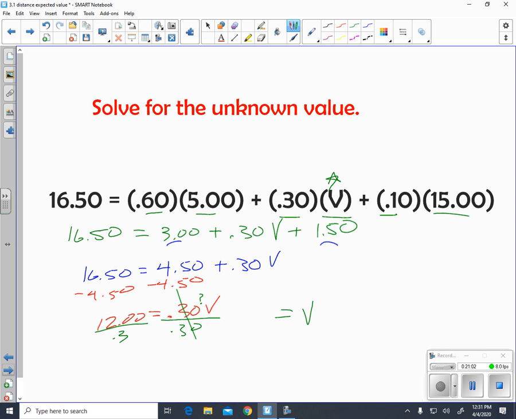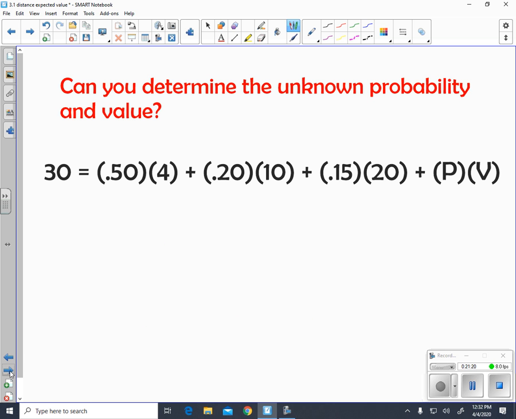I've got to go to my calculator here. I'll turn it on, that helps. 7.5 divided by 0.3 is 25. So I end up with a value, V, the value is 25. I think there was a 30% chance of winning a prize worth $25.